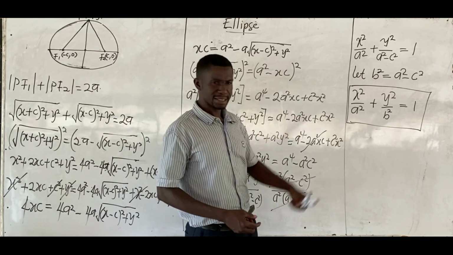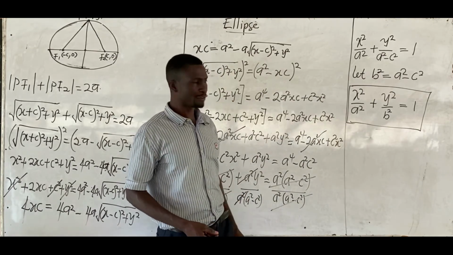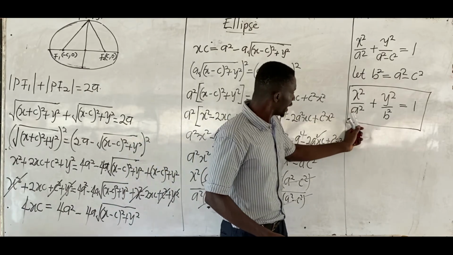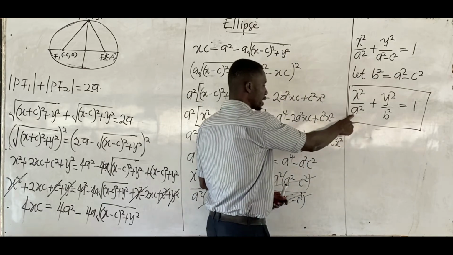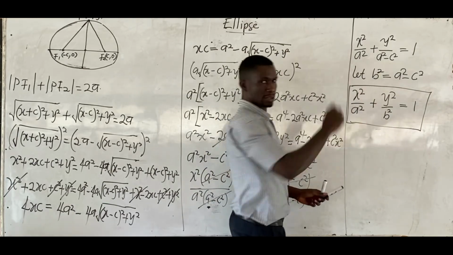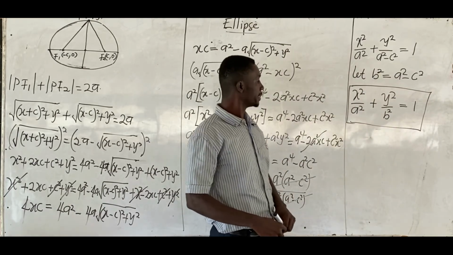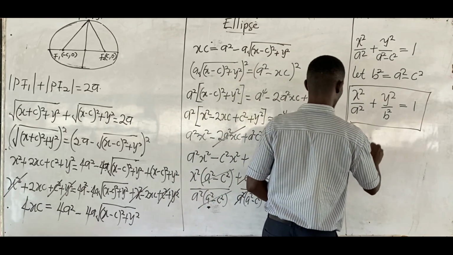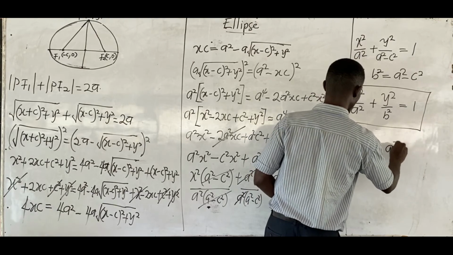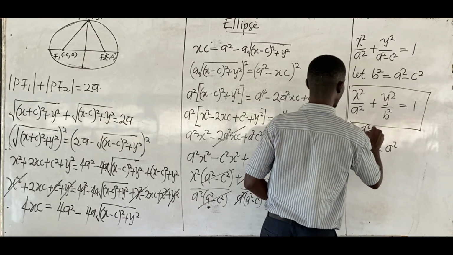Now let's look at something significant here. If a squared is equal to b squared. In that case, you see that you get x squared over a squared plus y squared over a squared. So if you multiply through by a squared, you will get x squared plus y squared is equal to a squared. The situation whereby a squared is equal to b squared.